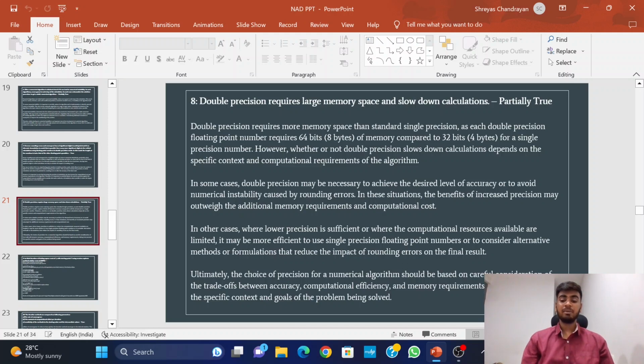In this situation, the benefit of increased precision may outweigh the additional memory requirements and computational cost. In other cases, where lower precision is sufficient or where the computational resources available are limited, it may be more efficient to use single precision floating point numbers or to consider alternative methods or formulations that reduce the impact of rounding errors on the final result. Ultimately, the choice of precision for a numerical algorithm should be based on careful consideration of the trade-off between accuracy, computational efficiency, and memory requirements, taking into account the specific context and goals of the problem being solved.